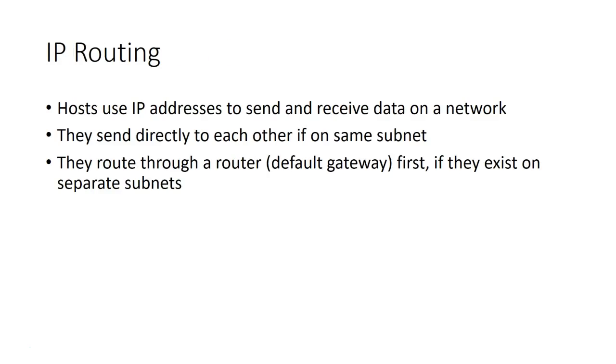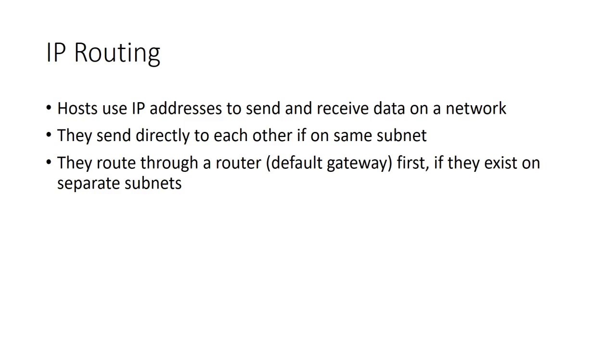IP routing. This is an interesting part. Hosts use IP addresses to send and receive data on a network. We, of course, know that. But they send directly to each other if they're on the same subnet. So, say host A wants to talk to host B, and they're on the same subnet. They send the packet straight to each other.